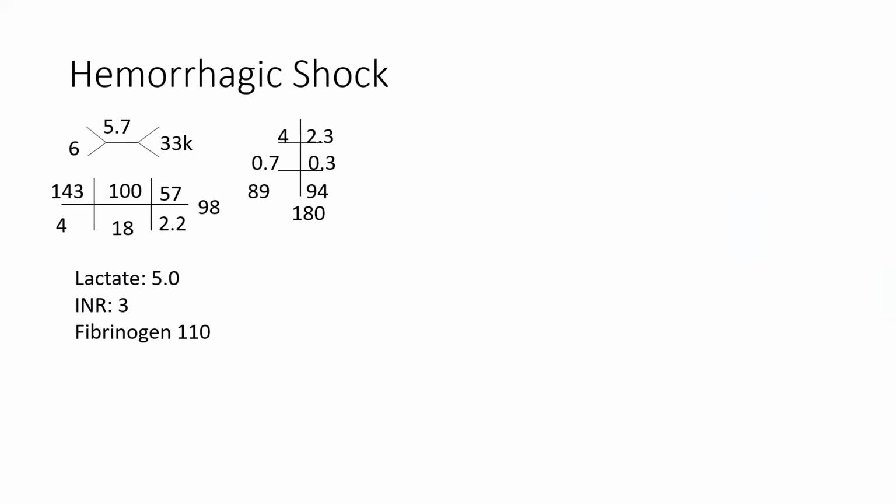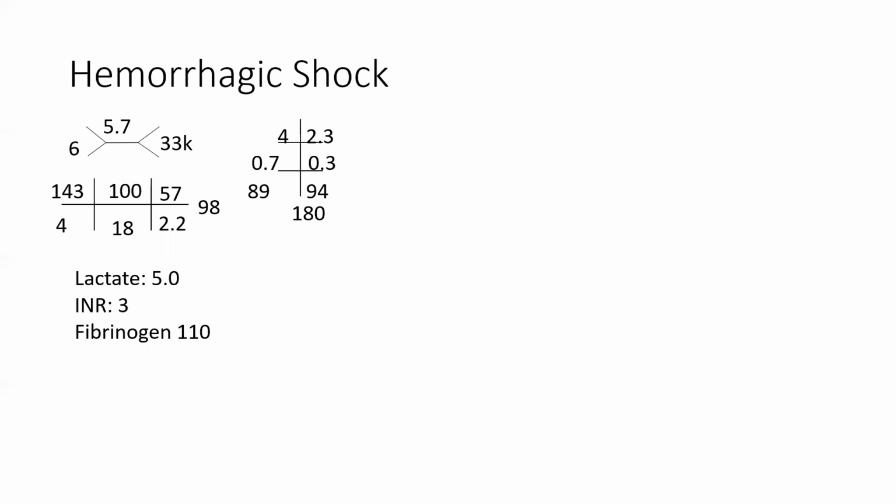Okay, let's jump in. So we repeated some labs. Her hemoglobin is now 5.7. The rest of her labs are pretty much the same. Her creatinine's a little bit worse. She's got a little bit of an LFT injury. Her lactate is 5. So things are clearly worse than before.